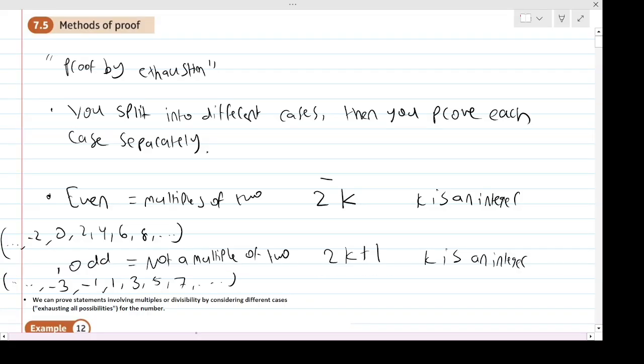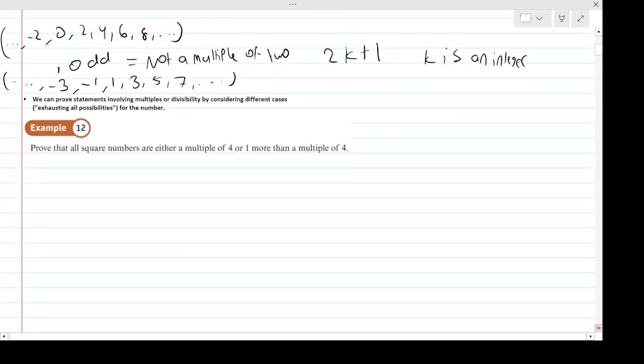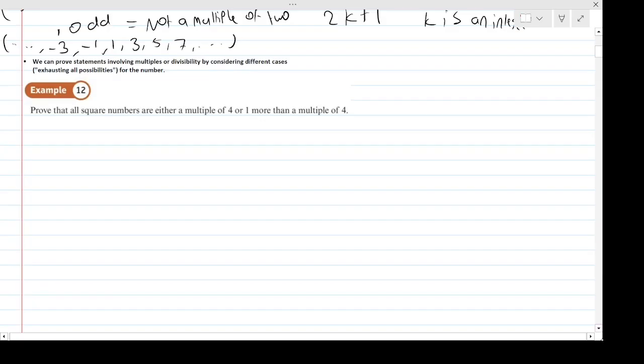Okay, so realising we can write even and odds in this way will be very helpful with some of the proofs we do in a moment. Right, so we can prove statements involving multiples or divisibility by considering different cases. What we're going to do is consider even numbers and odd numbers, which are two possibilities for a whole number. You can either have an even number or an odd number.